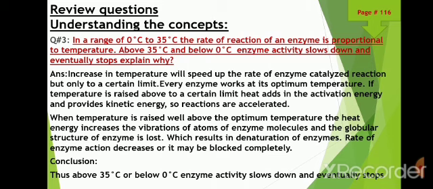So, reactions are accelerated. When the temperature is raised well above the optimum temperature, the heat energy increases the vibrations of atoms of enzymes and the globular structure of enzyme is lost, which results in denaturation of enzymes. Rate of enzyme action decreases or it may be blocked completely. Conclusion: so above 35 degrees Celsius or below 0 degrees Celsius, enzyme activities slow down and eventually stop.